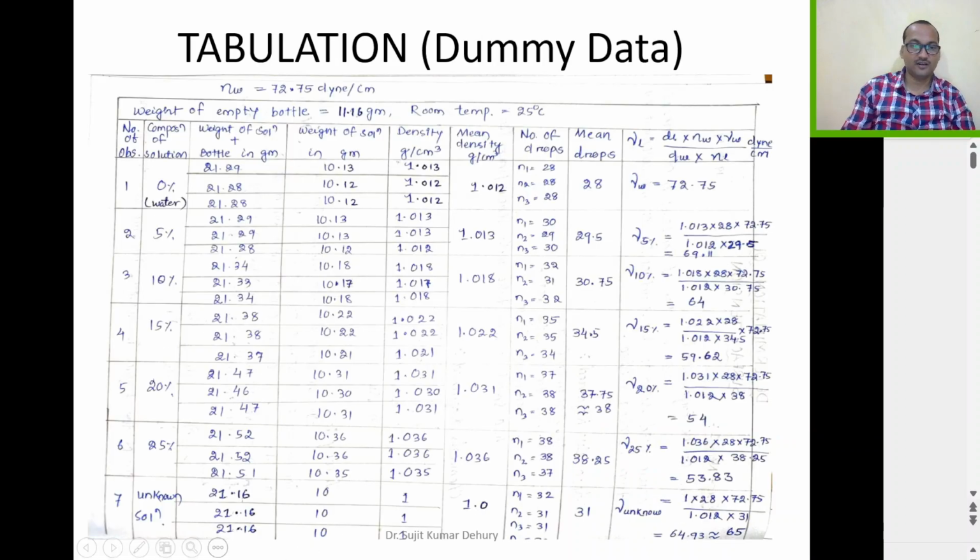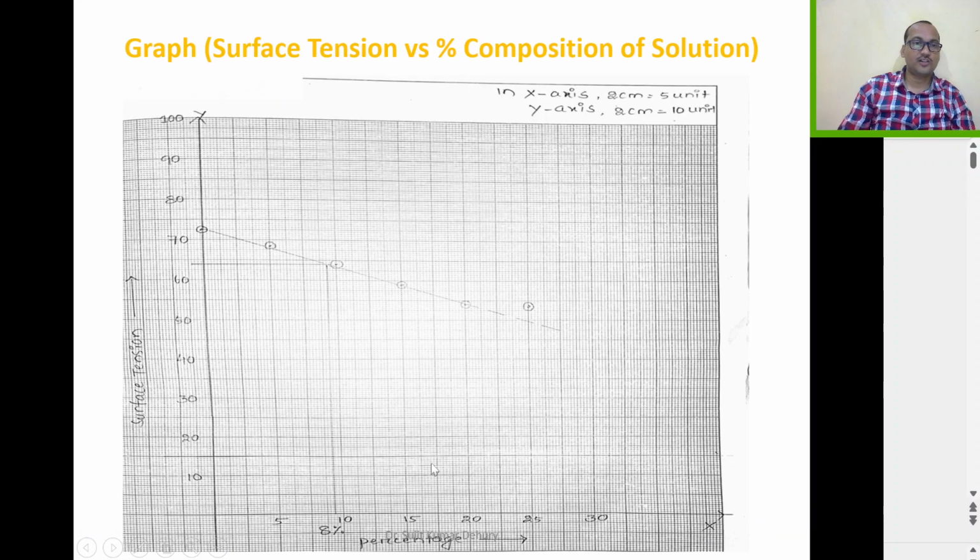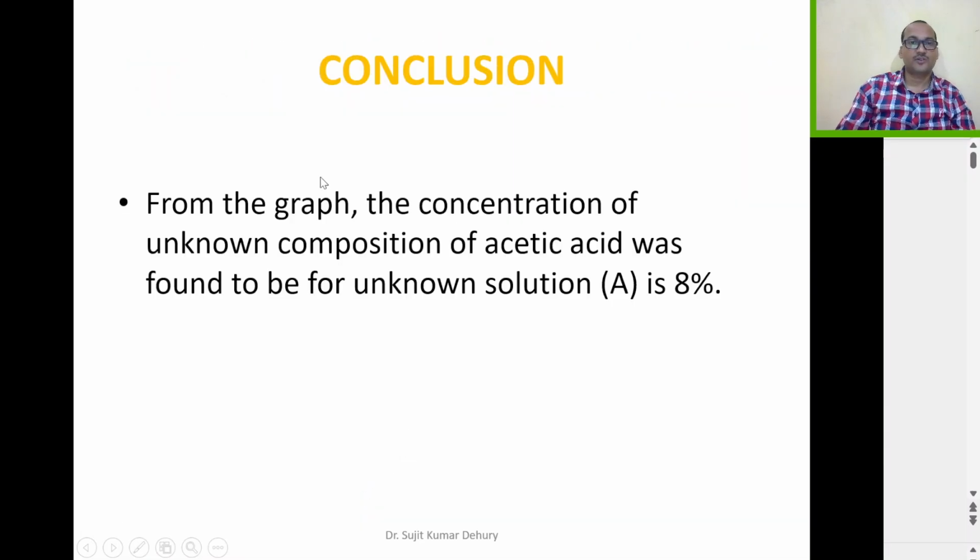As you can see here, for the unknown solution the surface tension is 65, let's say. You plot the graph and you will get a plot like this. Now for the unknown solution, 65, you draw a line parallel to 65, then where it crosses this graph, you extrapolate. It is found to be 8%. This will be our result. So from the graph, the concentration of the unknown composition of acetic acid was found to be 8%. This is our conclusion.